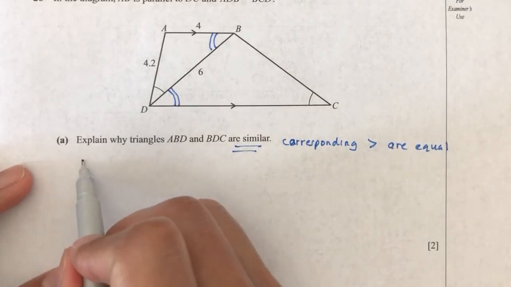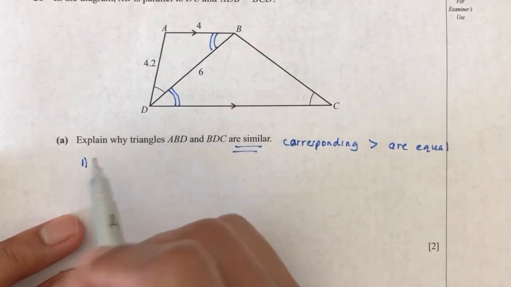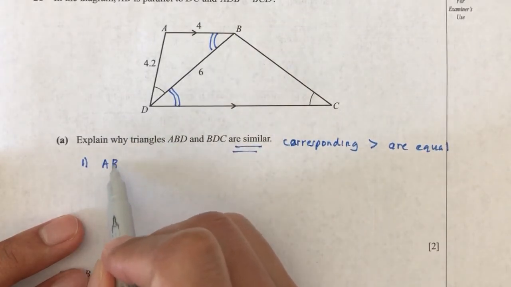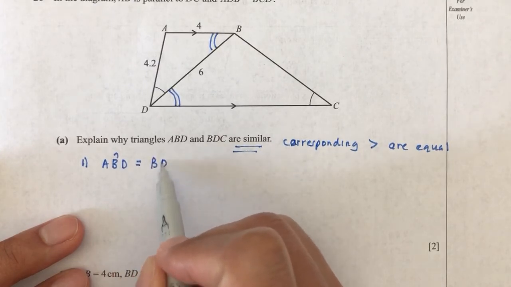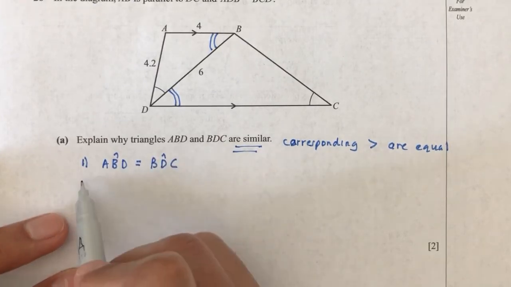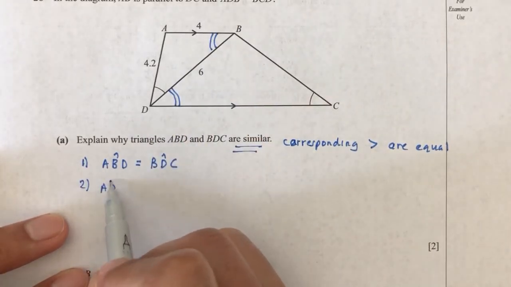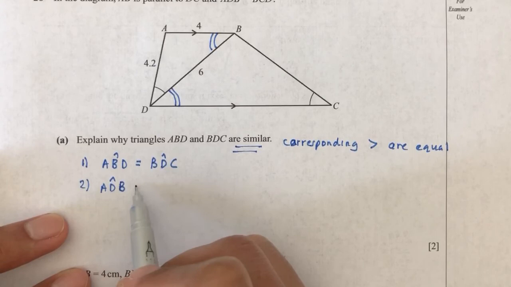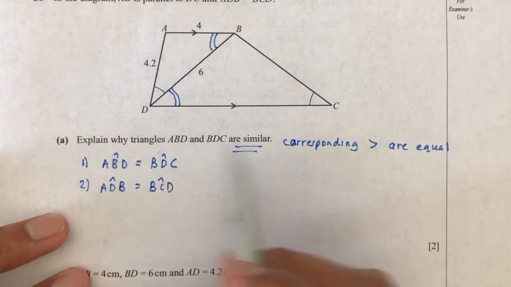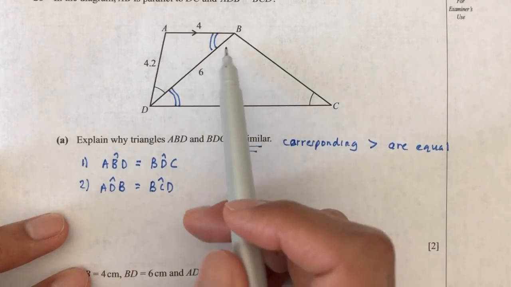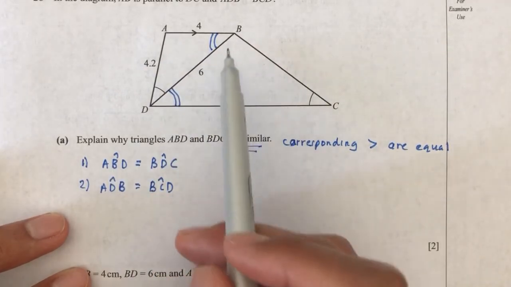So the first part is angle ABD is equal to angle BDC. Part 2, we are given that angle ADB equal to angle BCD. So these two. Which means that this angle will also be the same as this, because if we do 180 minus these two, we get this one.